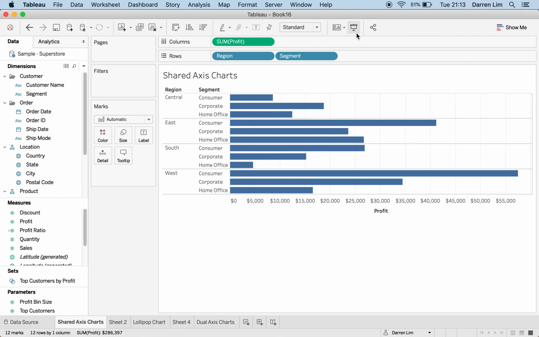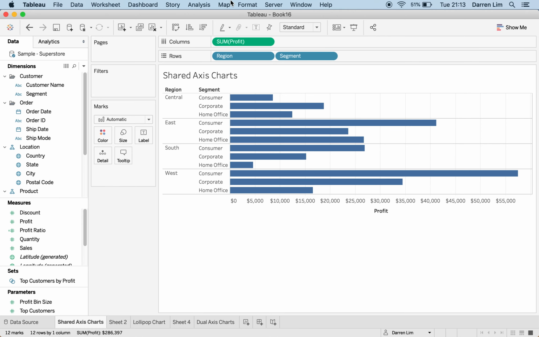So here we have a shared axis chart. Essentially, what a shared axis chart does is it allows you to compare categories side by side under a larger category. So if you take a look at this data set, this is the Superstore data set in Tableau that is free for anyone that downloads Tableau. Imagine you are a business analyst and your boss wants you to determine which region should we push consumer products and which region should we push corporate products. This is where the shared axis chart will come in.